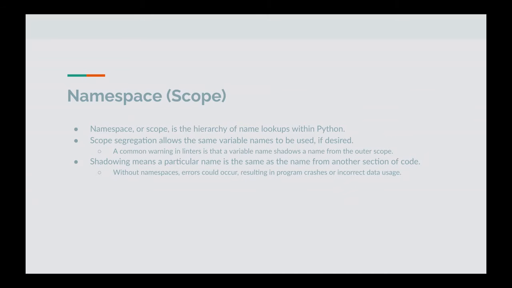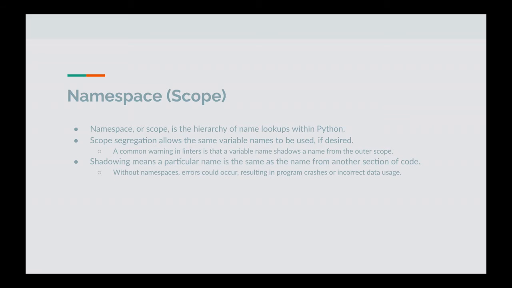Namespaces, also known as scope, is a hierarchy of how object names are looked up within Python. The segregation of the different namespaces allows the same variable name to be used in different locations. While that's not recommended, it does allow it to be possible.